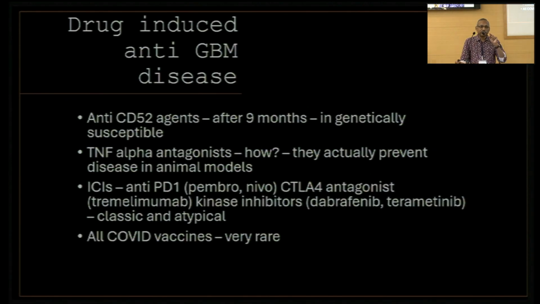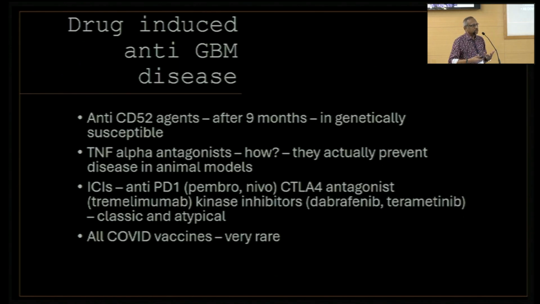Drug-induced anti-GBM disease is also coming up. Alemtuzumab, anti-CD52, has been shown to produce anti-GBM disease. Why it does is not known, probably because it suppresses regulatory T cells, one of the mechanisms proposed. But there are a lot of other drugs which suppress regulatory T cells and do not produce it, so there must be something more behind it.